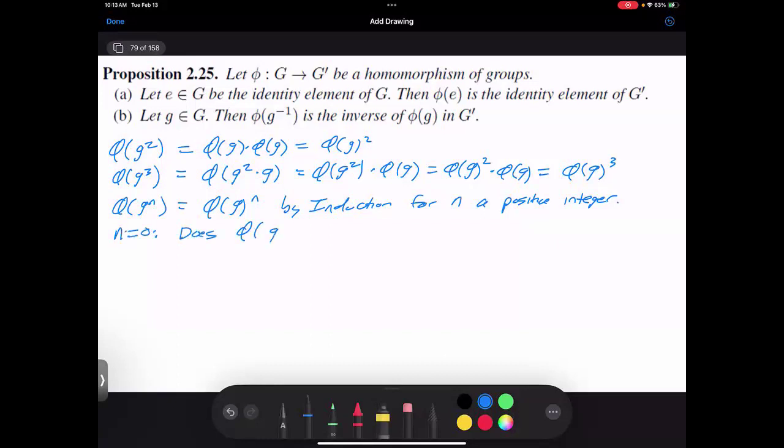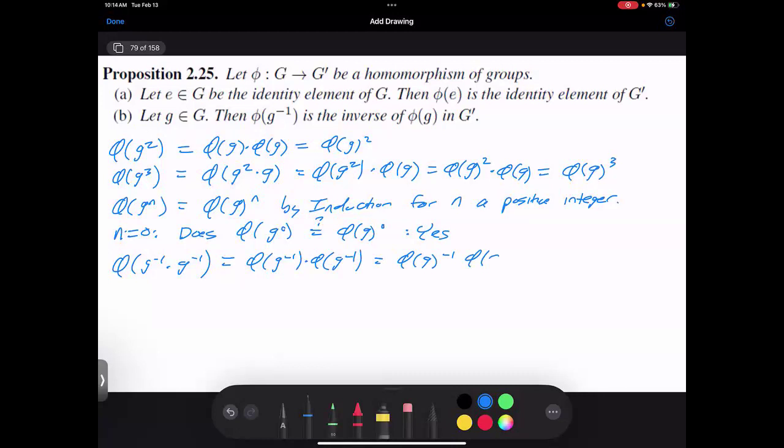Does phi of g to the 0 equal phi of g to the 0? Yes, because raising something to the 0th power is just the identity. Okay, what about negative n? Well, phi of g inverse times g inverse is just phi of g inverse, which is just quantity phi of g inverse times quantity phi of g inverse, which is quantity phi of g to the -2. And then you can argue similarly. So it is true for all n.